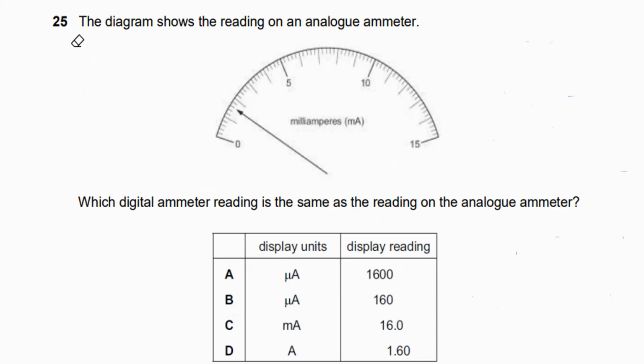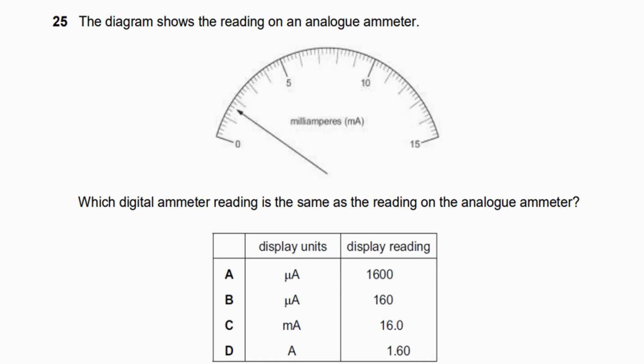Then in question 25 here, it says the diagram shows the reading on an analog ammeter. Which digital ammeter reading is the same as the reading on the analog ammeter? So on this meter, let's start by getting the actual reading in milliamps on this analog ammeter. So the large divisions here, we have 1, 2, 3, 4, 5 large divisions. So we know that the reading will be 1 point something.